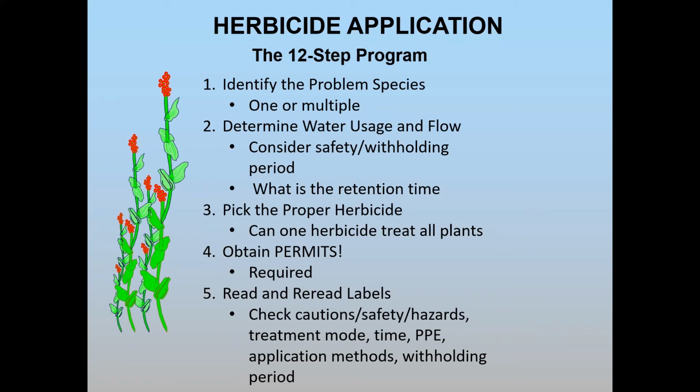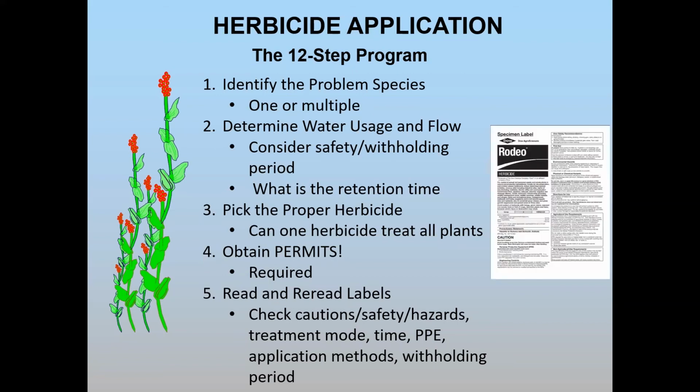You also have to think about the withholding and the safety issues of using a herbicide. On the label, you'll get information about that. Some herbicides require that you do not enter the pond or do not have livestock or pets drink out of it for a certain number of days until that herbicide is broken down. And then how long will the herbicide last in the pond, the retention time? So with that information, you can then pick the proper herbicide. And if you're trying to treat multiple species, hopefully find a herbicide that will work for all of those species. Then it's required to obtain permits, and so important is to read the label.